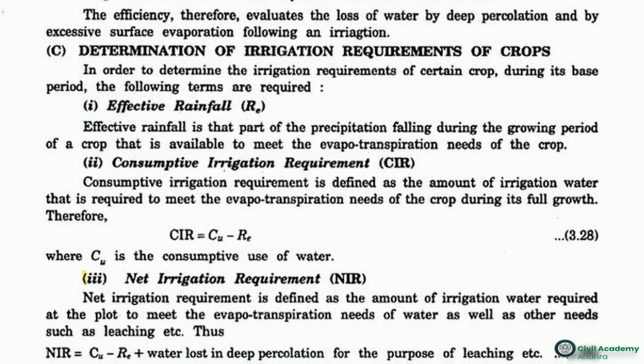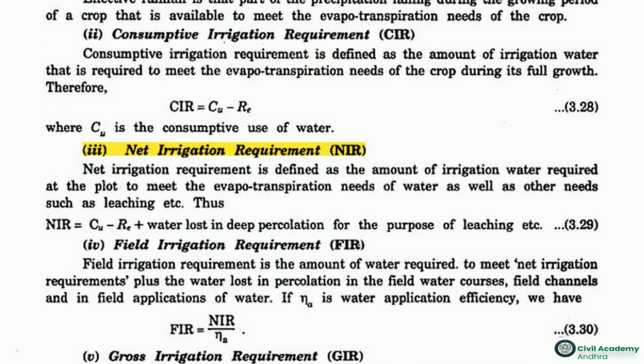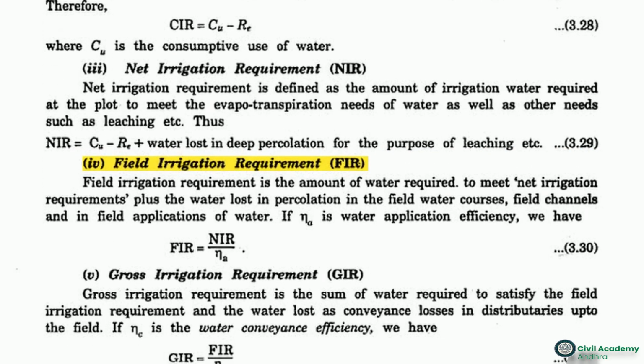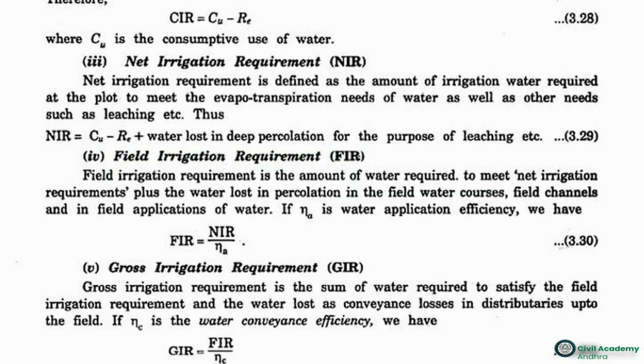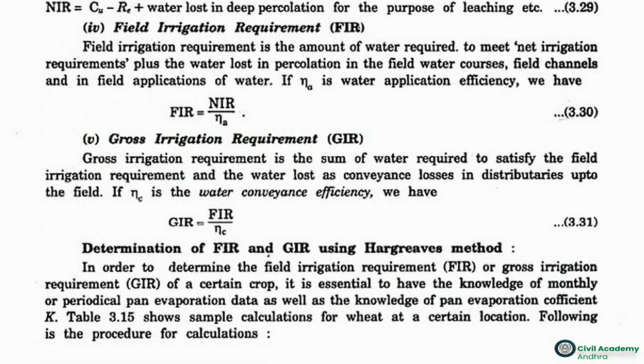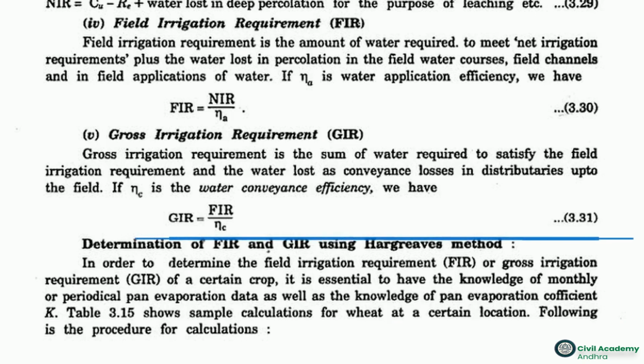Moving down to equation 3.29, we establish the net irrigation requirement, or NIR. Here, we take the CIR and add the extra volume of water needed to actively leach harmful salts out of the root zone. Next is the field irrigation requirement, shown in equation 3.30. Because applying water to a plot isn't perfectly efficient, we divide the NIR by the water application efficiency to account for local surface runoff and deep percolation. Finally, equation 3.31 gives us the gross irrigation requirement. We divide the FIR by the conveyance efficiency to account for all the seepage and evaporation losses that happen as the water travels through miles of main canals.